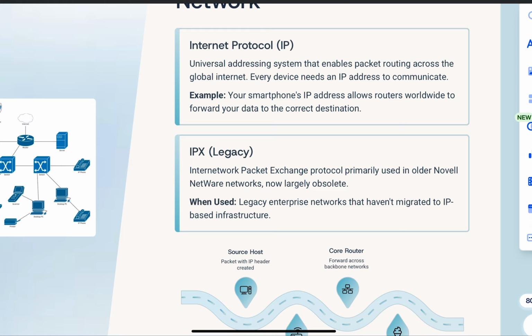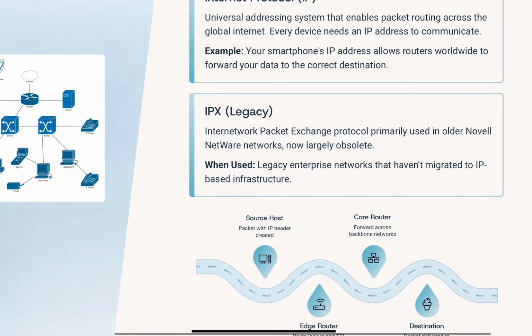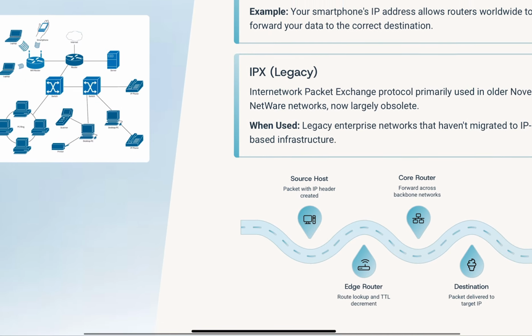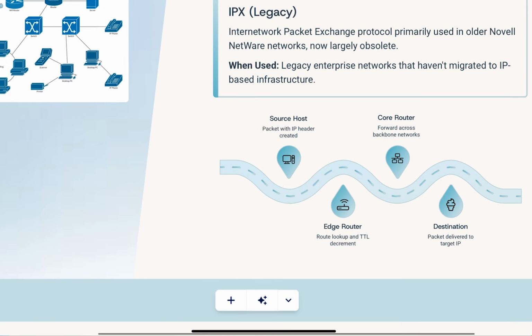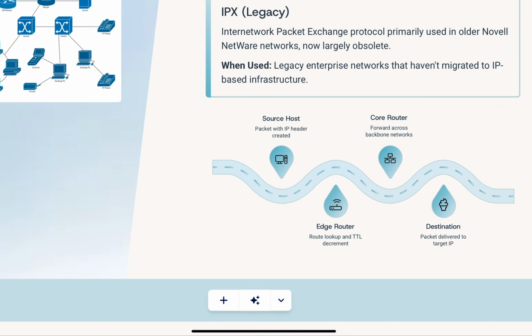Now it's not used, of course, by most connections or computers. And when is it exactly used? We can say large enterprise networks that have been migrated to IP, and the old companies might still be using this. And of course, what happens here? How does IP really work?